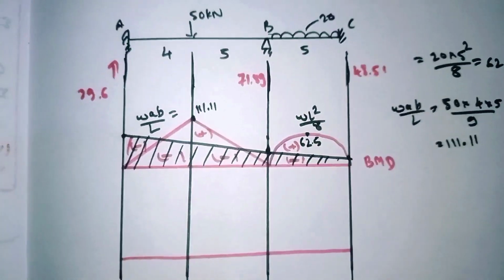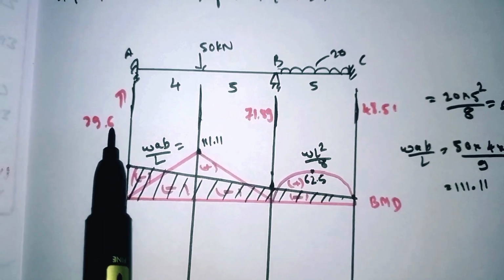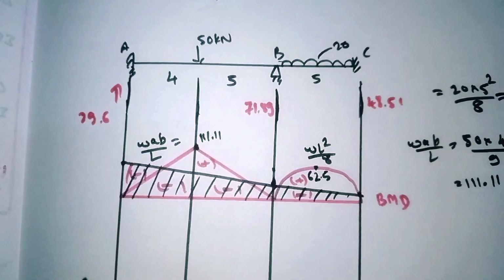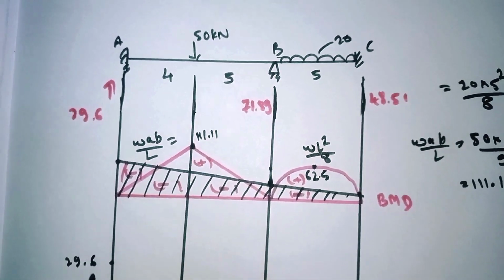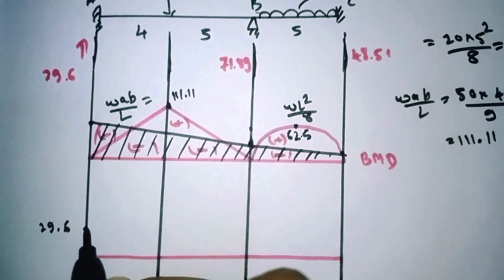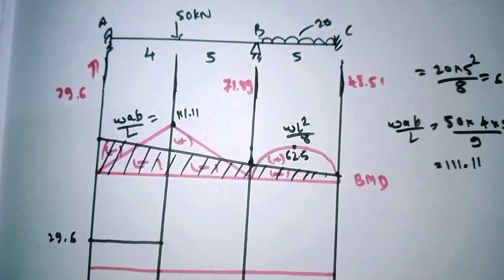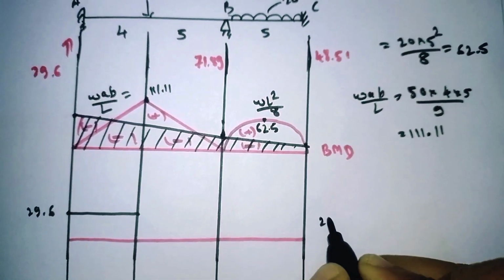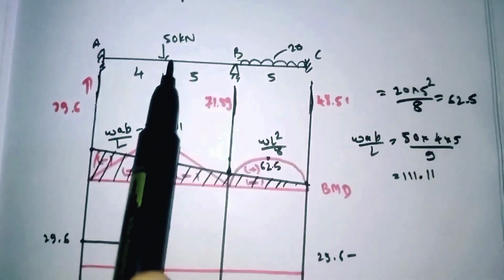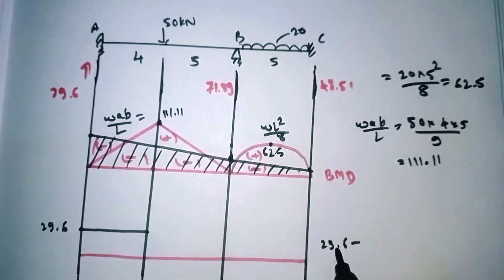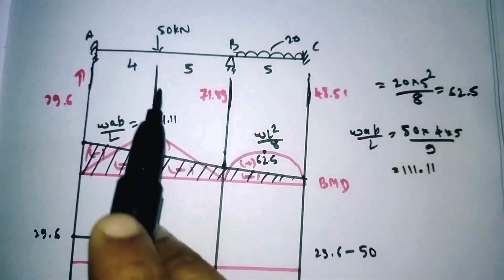In this diagram we will draw the shear force diagram. Our reaction value at point A, RA value, is how much? 29.6. So it is a positive value. It means it comes here, 29.6. And from here to here there is no value, so it will come like this. Again there is one point load. Now what we have to do is, 29.6 plus, it is moving downward, no? So in 29.6 we have to subtract this value, this point load.